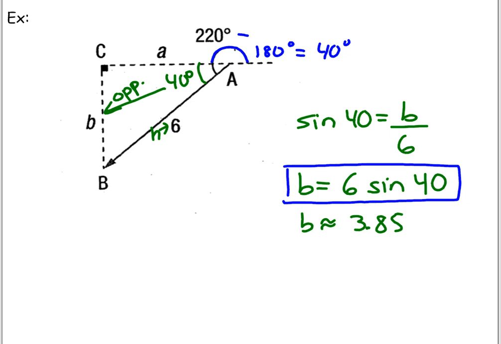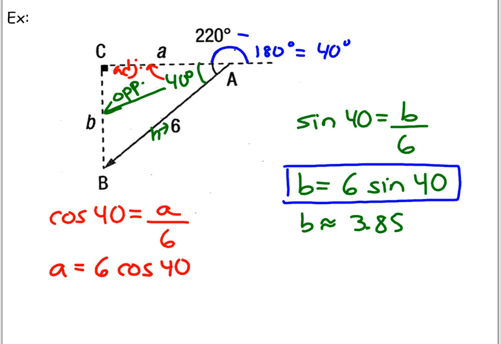If you want to find A, which is adjacent, so if we want to find adjacent, we're going to use cosine of 40. It's going to be A over 6. So A is 6 cosine of 40.